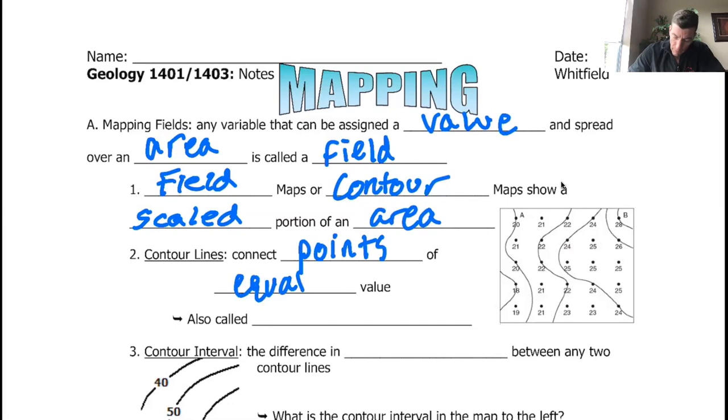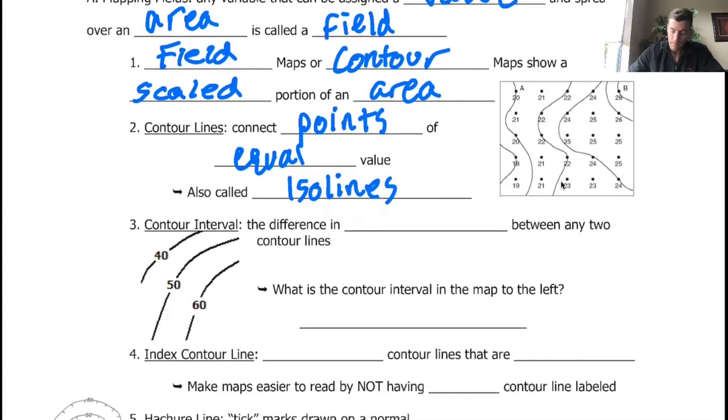These are called contour lines, or we also can call them ISO lines. ISO means same. So the line that you draw is going to be showing the same value all the way along it. The next thing is a contour interval, and this is the difference in value between any two lines that are near each other. What do I mean by that?